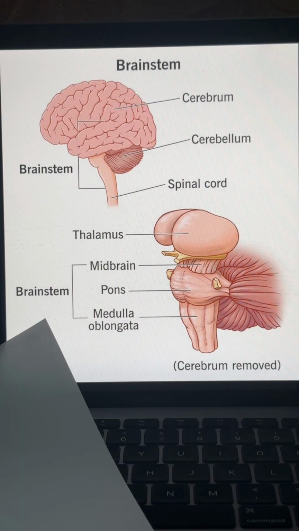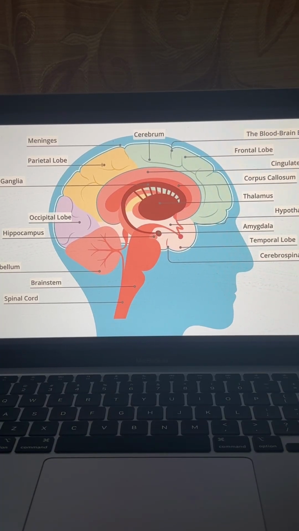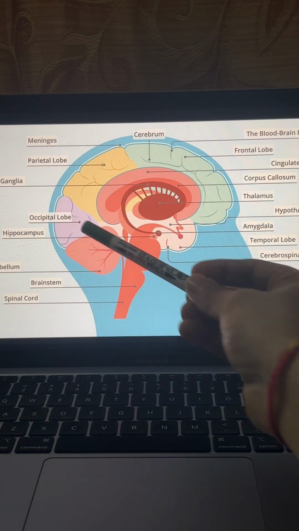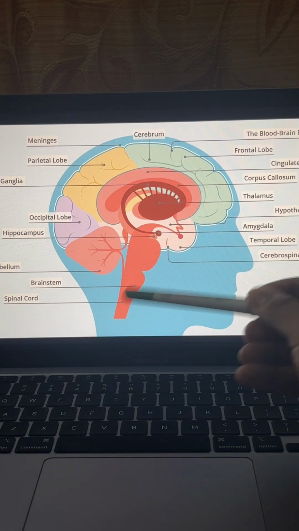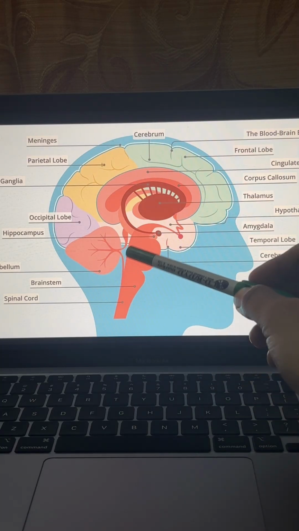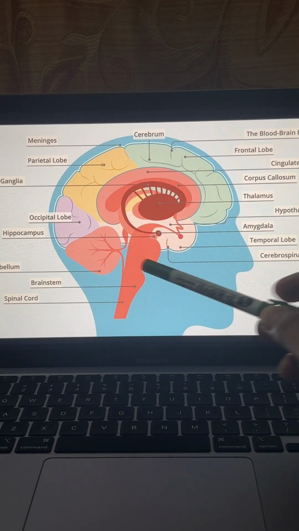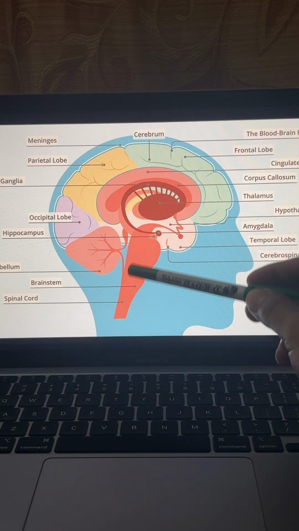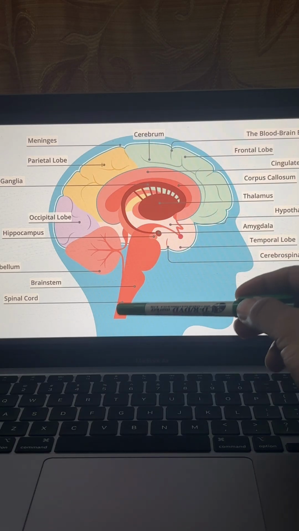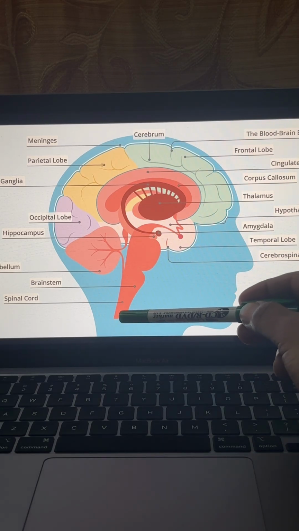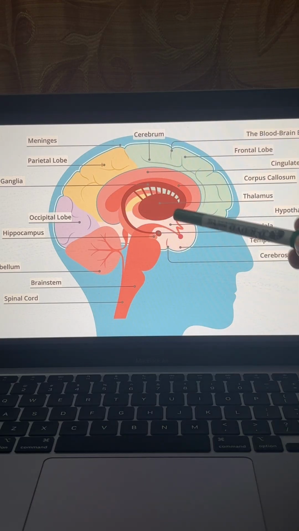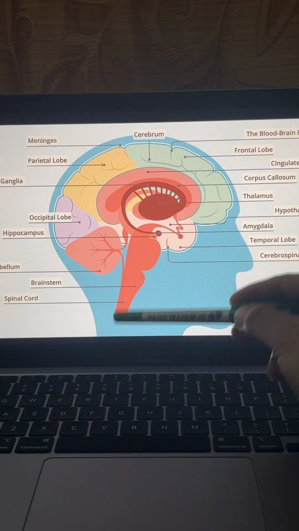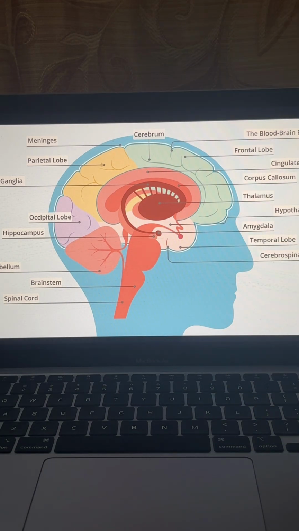Now I'll show you one more picture. We'll focus only on the important parts. This is your cerebrum. These are the lobes, but there is no need to know that right now. This posterior part is the cerebellum, and this is the cerebrum. Now this is the brain stem. The downgoing part is the spinal cord. And over here there's the midbrain, then pons, then medulla oblongata, and the downgoing part is the spinal cord. So just remember this picture.